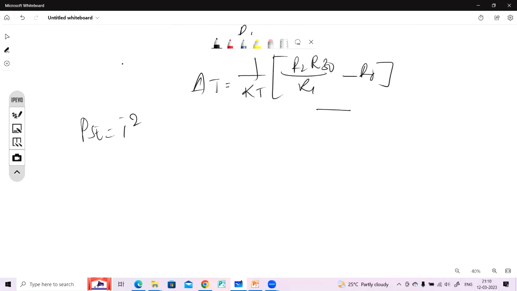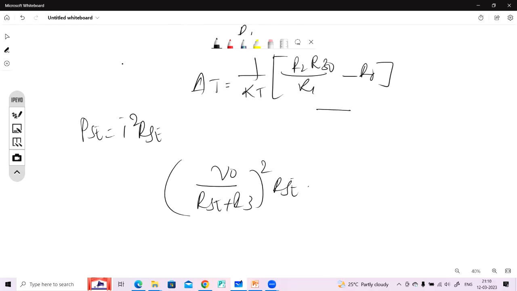So at last, if we cross the voltage difference between these, if PSC equals I square R loss, then V naught divided by RSC plus R3, to the whole square, RSC. Okay, so V equals V naught of MA, being analyzed as V square naught plus K MA of MA.